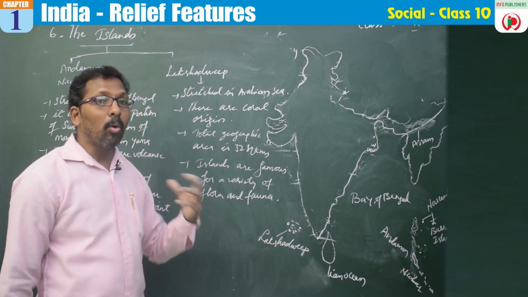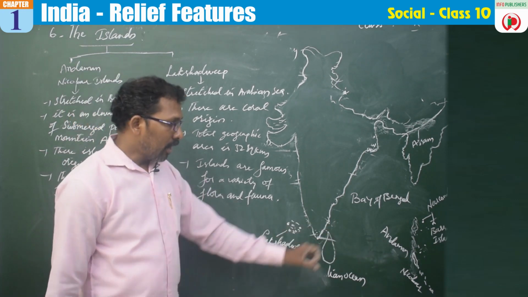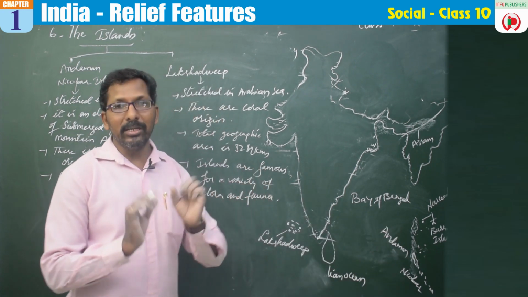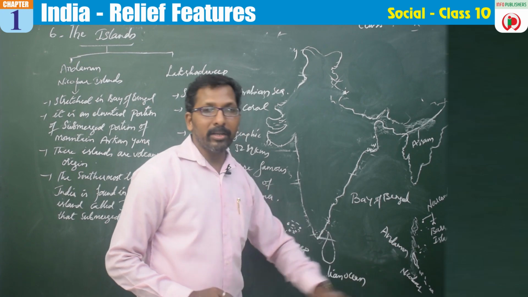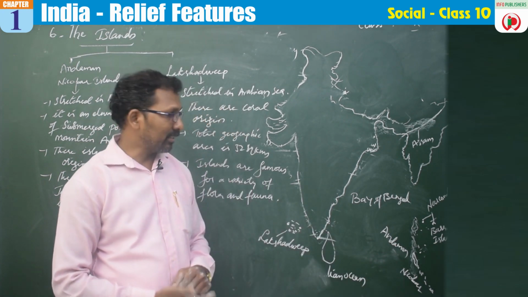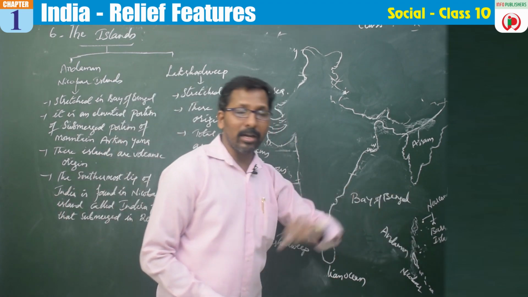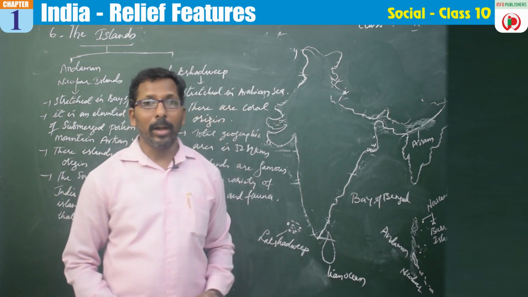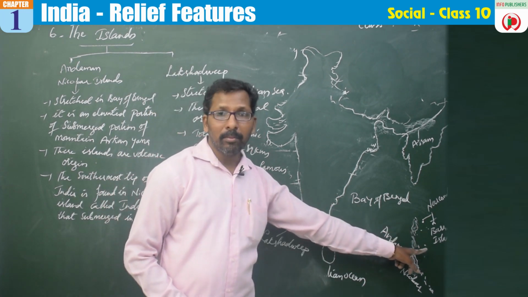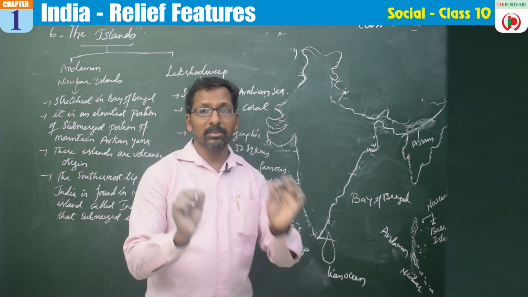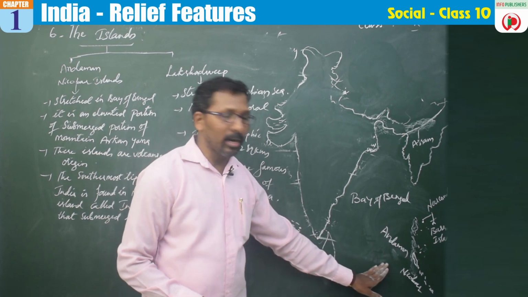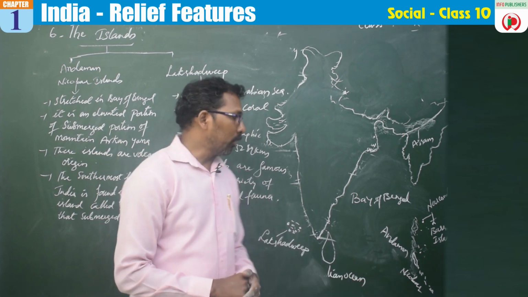Yes. The origin of these islands is different. Andaman and Nicobar Islands are of volcanic origin, means they have been formed due to volcanic eruptions. For example, take Narcondam and Barren Islands. They are still the active volcanoes in these islands. So that's why these islands are of volcanic origin.